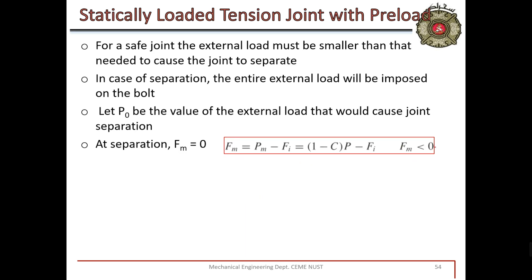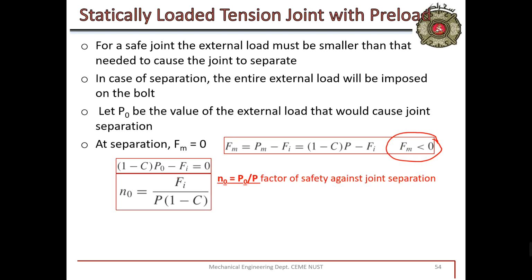And we also note that this value has to be negative. If this value is negative, or the boundary line is 0, this value has to be 0 or negative. So we can use a factor of safety for this equation. If this value is 0, 0 means Fi and this term are equal, and the factor of safety is equal to 1.